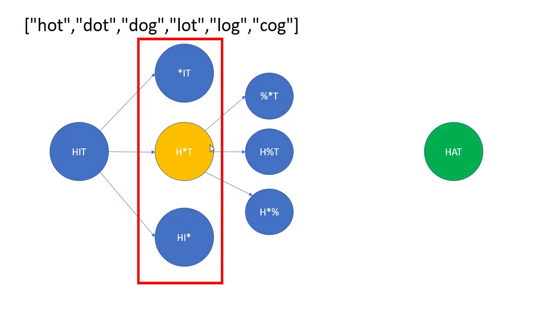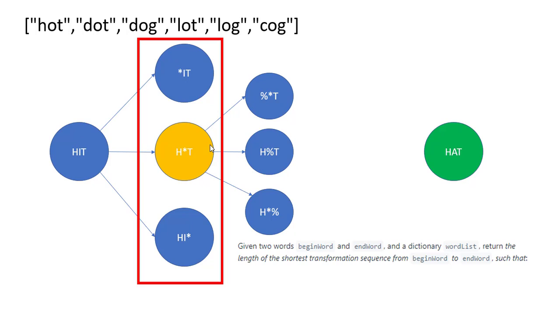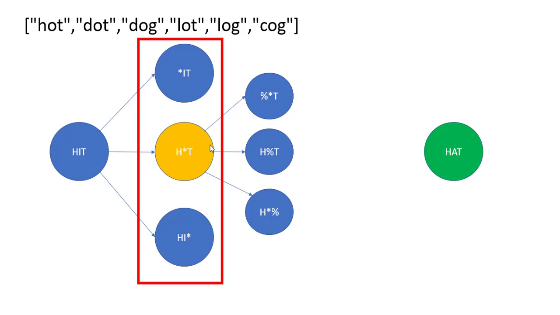Also, the question asks in how many minimum hops you can get to the end word starting with the begin word. And if we remember, BFS does the same thing, finding how closely two nodes are related. That's why in this question we will be using breadth first search.